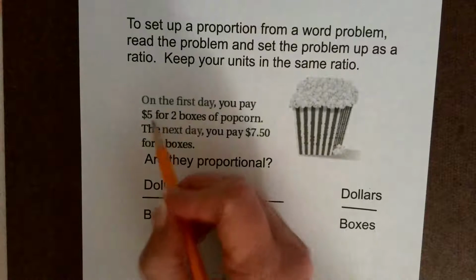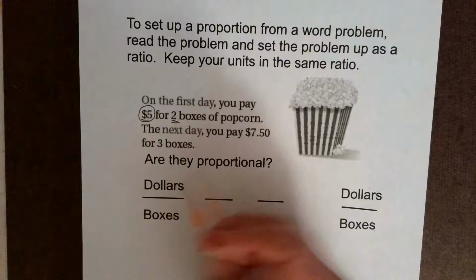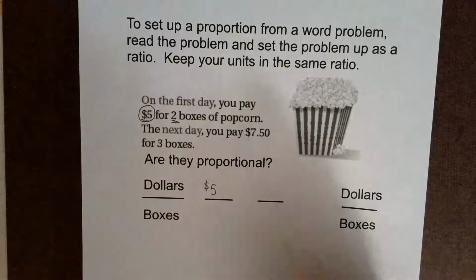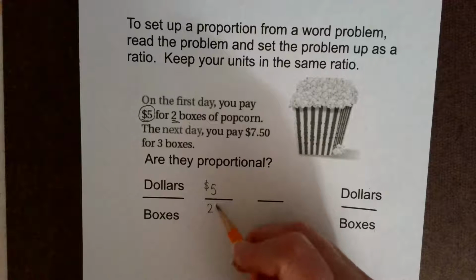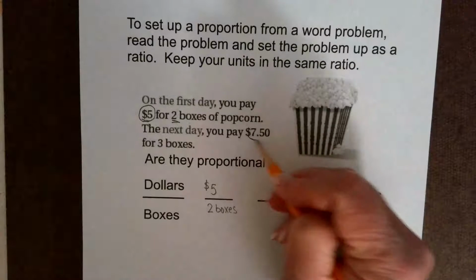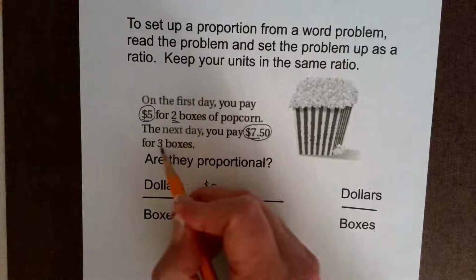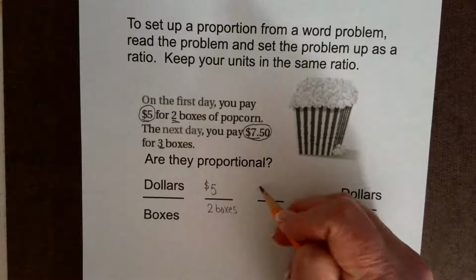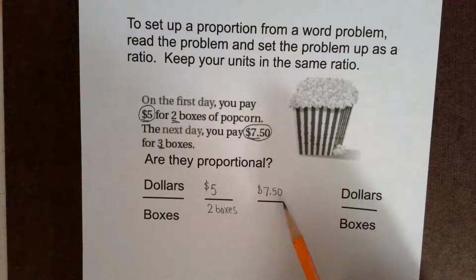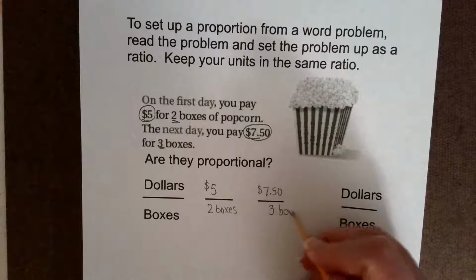So our first proportion is $5 for 2 boxes. So dollars is going to go on top. I put my $5. And then 2 boxes goes on the bottom. And then on the other side, I've got $7.50 for 3 boxes. So my money goes on top because my money went on top on the other side. So $7.50 for 3 boxes.